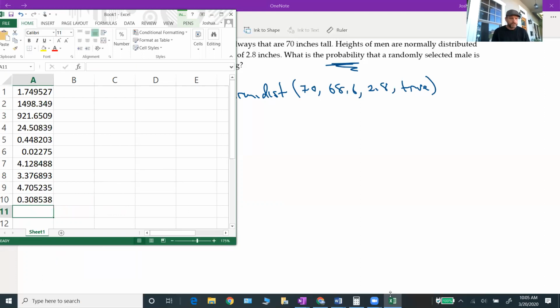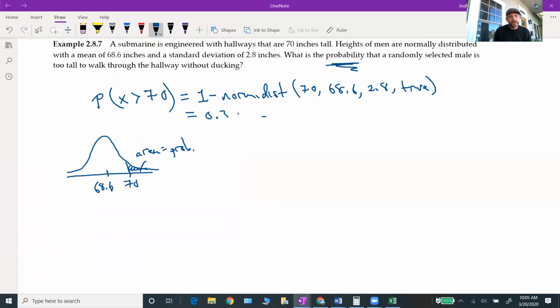So 0.309, if I'm rounding. 0.309, okay? So that means that if you were just randomly pick some male out of the population, there'd be a 0.309 chance that they would have to duck to walk through a submarine hallway. So you can think about what that does to recruitment, right? Or how you allocate human resources in the Navy. Things to consider, because this essentially says about 31% of the population is not going to have an easy time walking through those hallways.